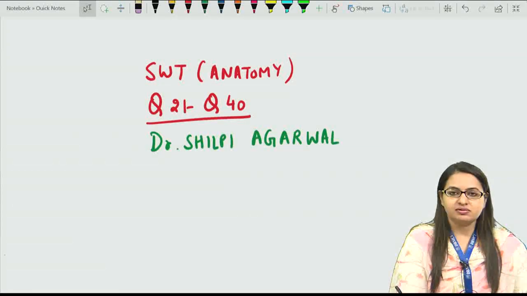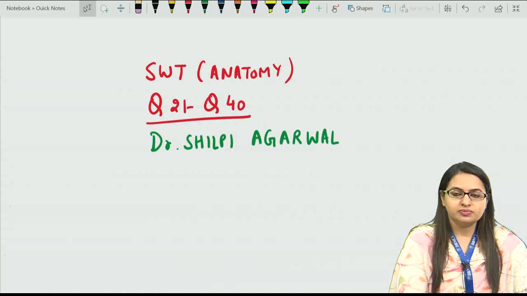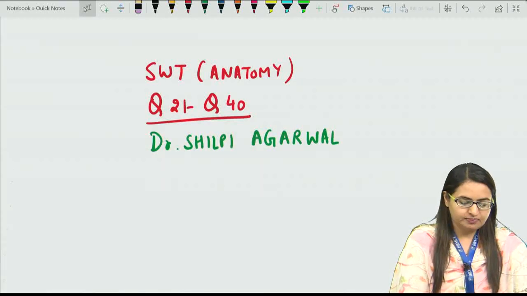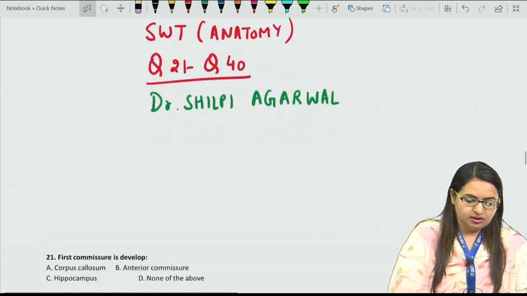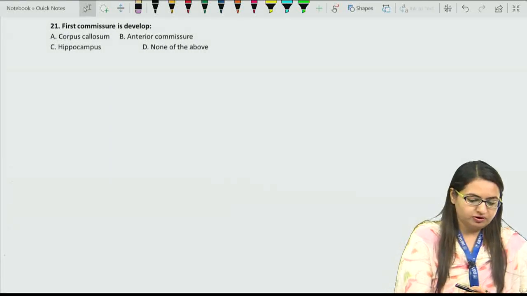Today we will be discussing anatomy questions for the subject wise series, and we will be discussing from question number 21 to question 40. Myself, Dr. Shilpi Agarwal. Now in question number 21, it is regarding the commissure, development of commissure.